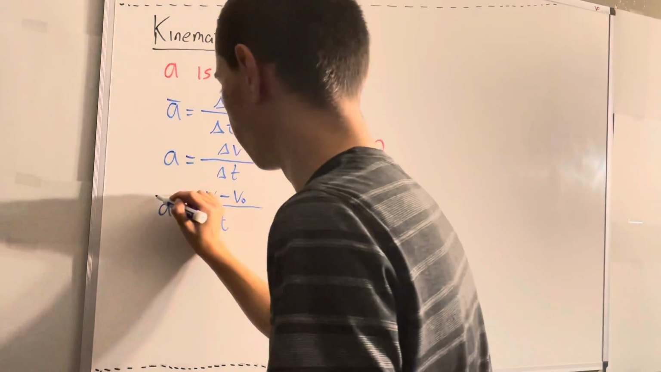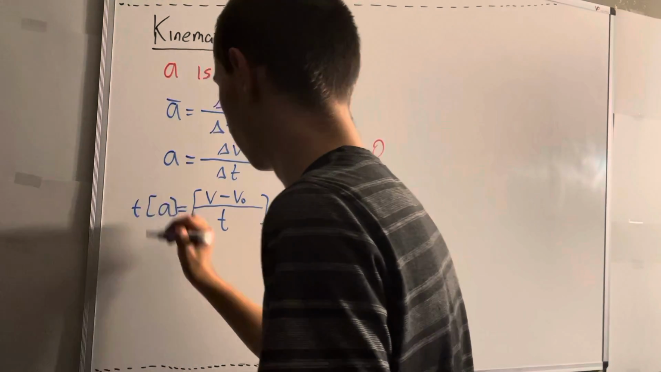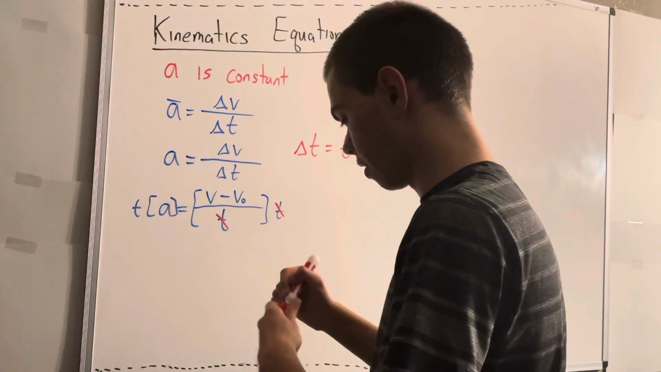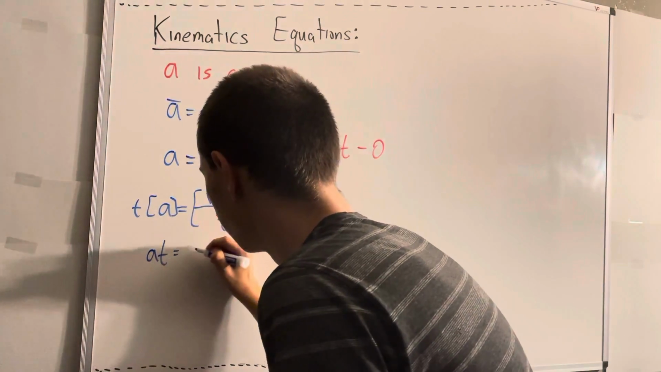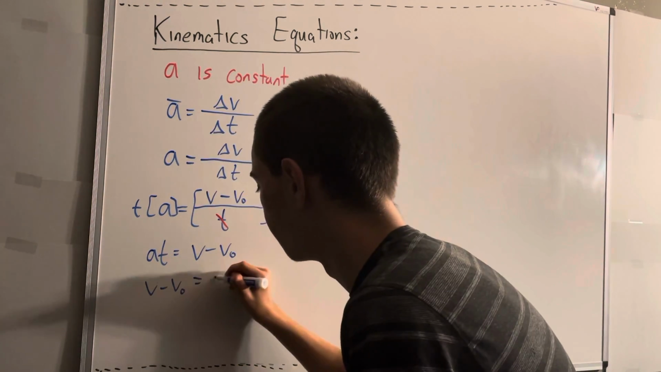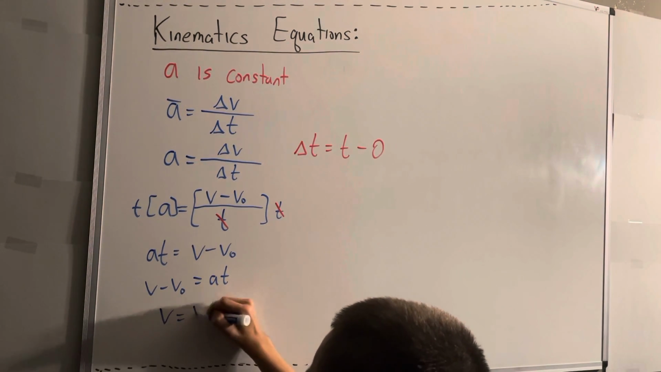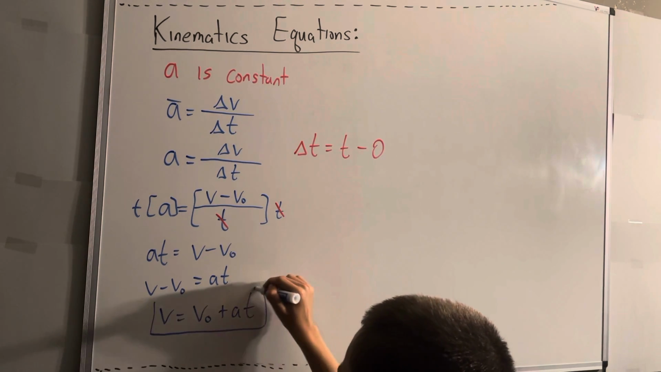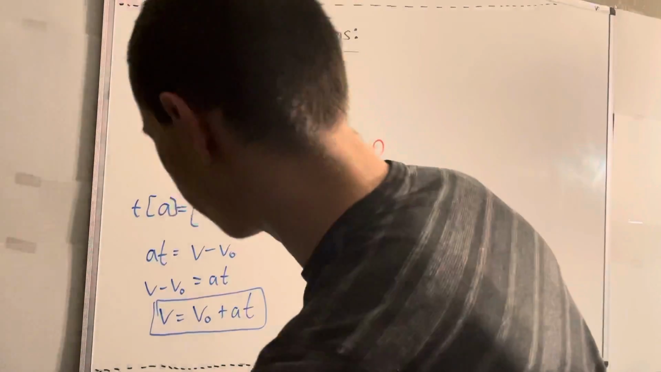Next, we're going to multiply t on both sides of the equation. Notice how when we do that, t will actually cancel out right here and right here. And so what we're left with is at equals v minus v sub 0. Flipping these around, we get v minus v sub 0 equals at. Adding v sub 0 to both sides, we get v equals v sub 0 plus at. And so this right here is just one of those kinematic equations, right? V equals v sub 0 plus at.